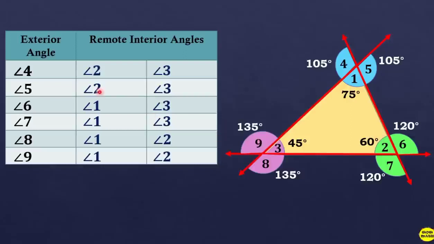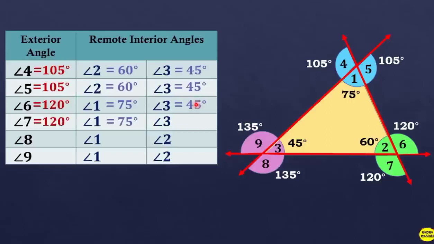Alright, now, let us give the measures of these angles. So, for angle 4, ano yung nakuha natin kanina? We have 105 degrees. For angle 3, we have 45 degrees. So, ilagay lang po natin lahat ng measures natin. Angle 5, angle 2, and 3. So, we have these measures of the angles.